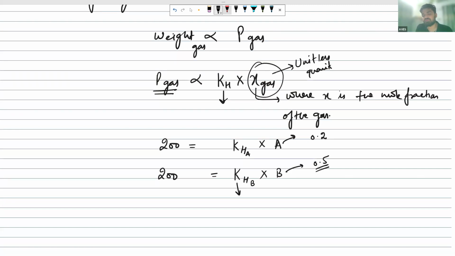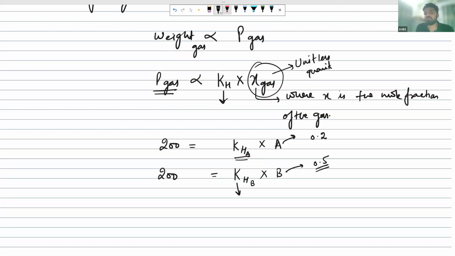What will be the value of this one, in the upper case and the lower case? You can find that the mole fraction of this one is more in comparison to this one. It means that at the same pressure, you are able to dissolve more moles of B. The mole fraction of B is more at 200 pressure, which means the solubility of B is more in comparison to the solubility of A. Mole fraction is solubility.